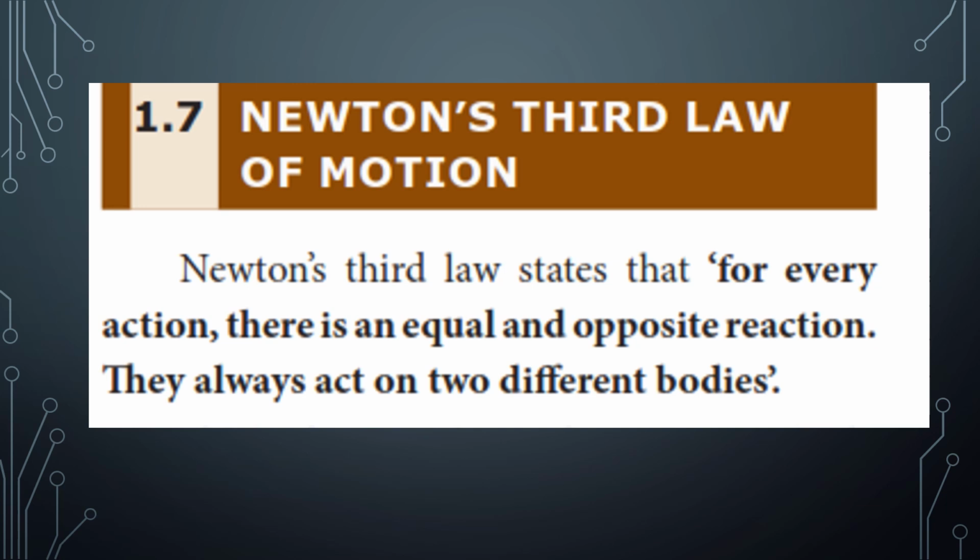Newton's third law of motion. Newton's third law states that for every action there is an equal and opposite reaction. They always act on two different bodies. If a body A applies a force Fa on a body B, then body B reacts with a force Fb on body A, which is equal to Fa in magnitude but opposite in direction. Fb is equal to minus Fa.